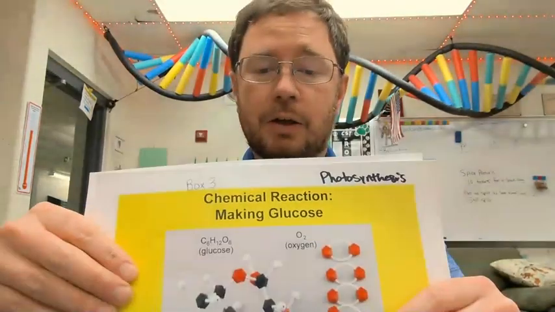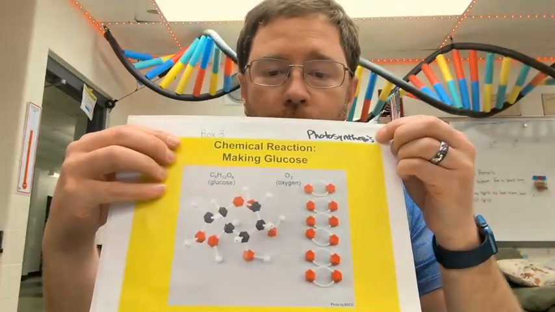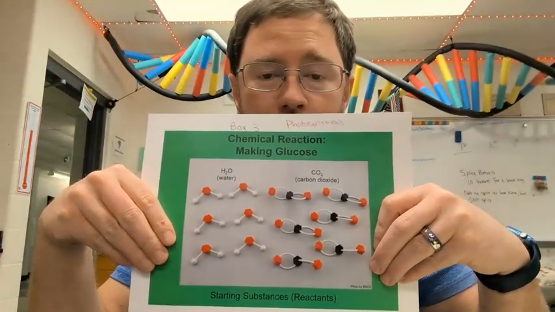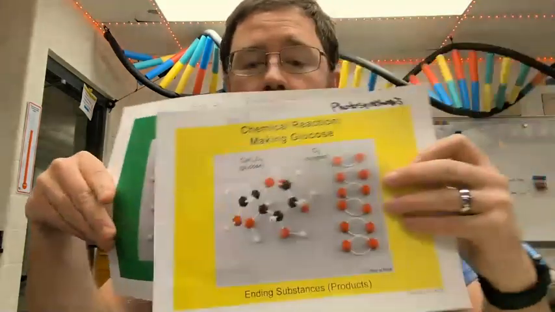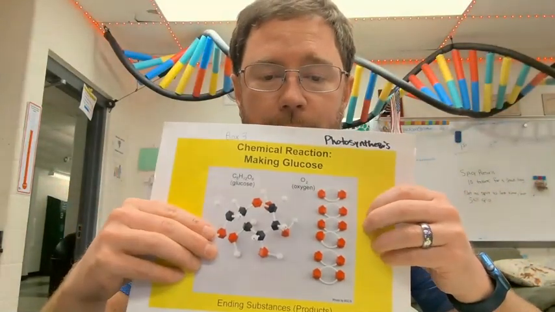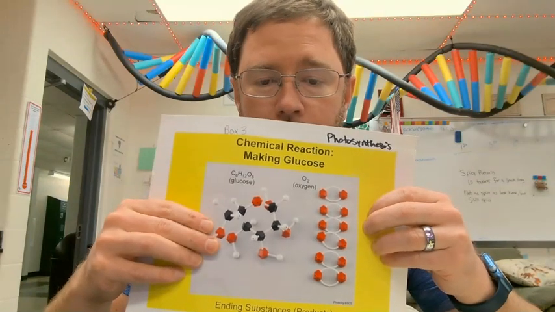So, on the last question, question 34, you did the ball and stick models to create glucose, which is photosynthesis. So, that's where we take, let's see, this was the ending substances. Photosynthesis is where we take water and carbon dioxide, and plants use these ingredients to make glucose. Glucose is a sugar. This is basically the building block of all living things. Everything is built from glucose.